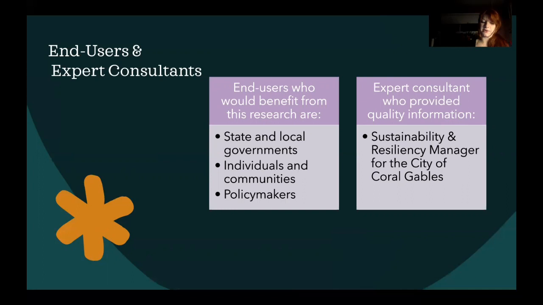The professional input that was received to guide the research paper was from a sustainability and resiliency manager from the city of Coral Gables. This person was the expert who was consulted for this project.